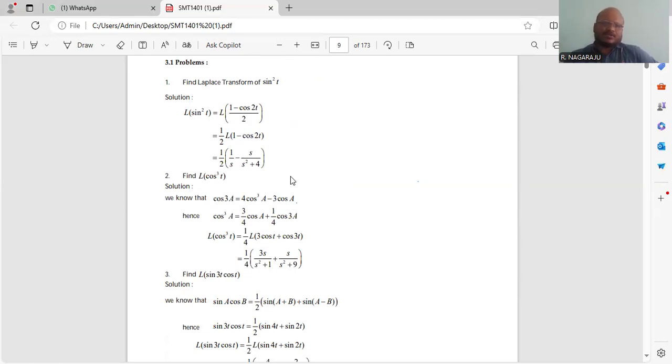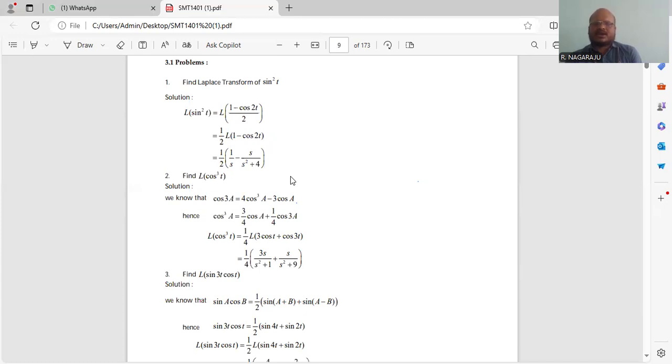Similarly, the next second problem: L of cos cube t, that means cos power 3t. Just now I explained there are no official formulas for cos square t, sin square t, cos cube t and sin cube t, because only sin at, cos at, sinh at and cosh at are there. So first of all, you have to split it using the trigonometry functions. So you have to find the cos cube formula.